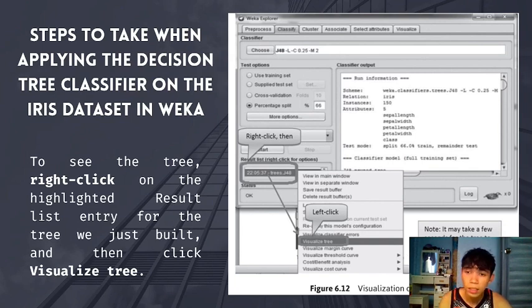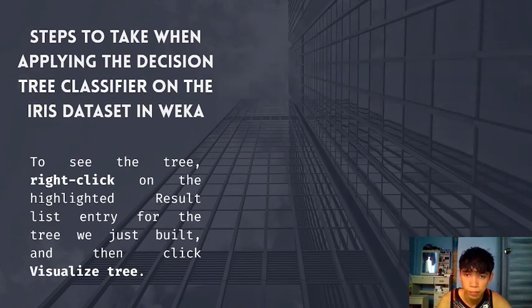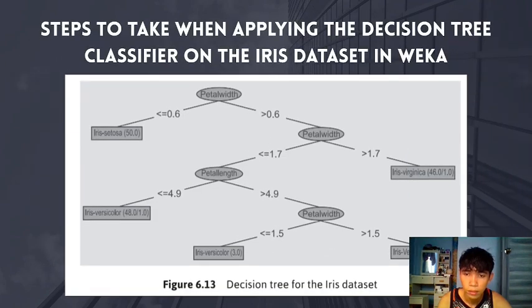So to see the tree, in figure 6.12, right click on the highlighted result list entry for the tree we just built, and then click visualize tree. Then after that we can see this decision tree for the iris set. And this decision tree will be discussed by one of my colleagues.